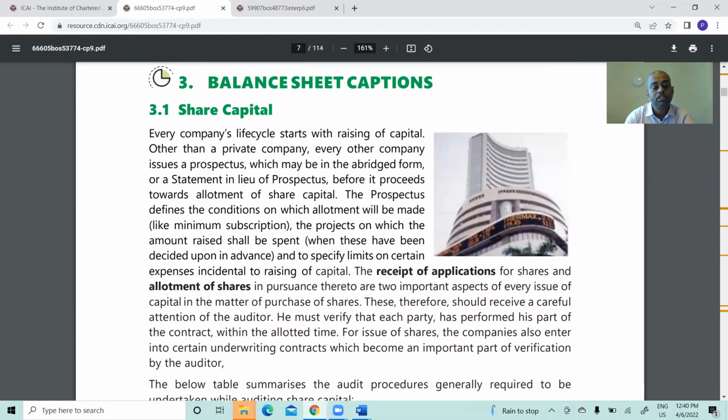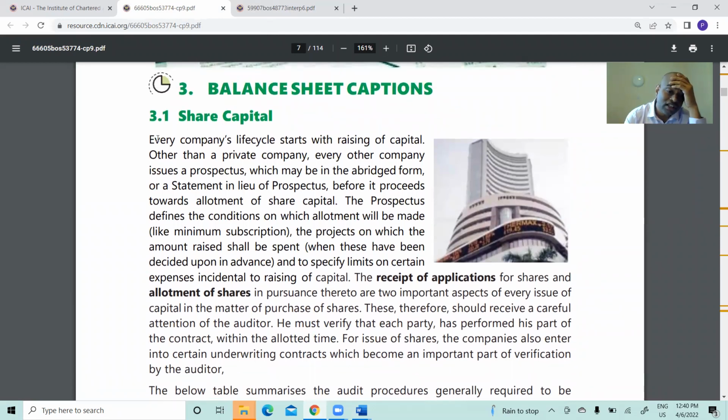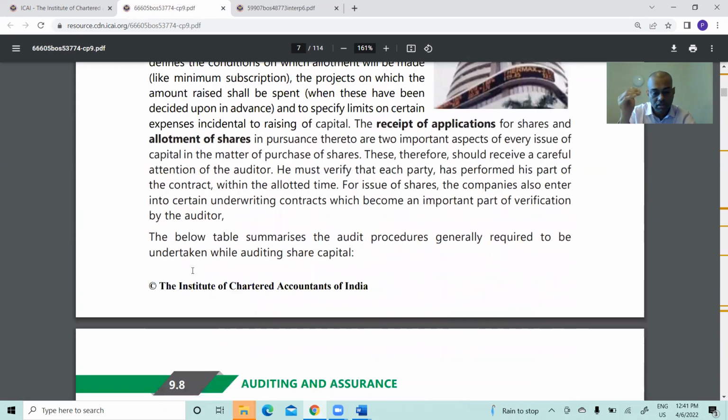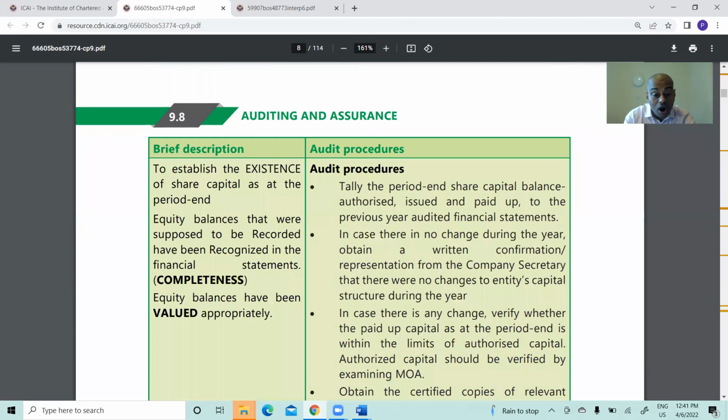See, share capital. Every company's life cycle starts with raising of capital. Other than a private company, every other company issues a prospectus, which may be in the abridged form or a statement in lieu of prospectus, before it proceeds towards allotment of share capital. The prospectus defines the conditions on which allotment will be made, like minimum subscription, the projects on which the amount raised shall be spent when these have been decided upon in advance, and to specify limits on certain. Where is verification of share capital? First, they will tell you the whole story. Share capital starts with, and then keep on. Here, audit procedures came.